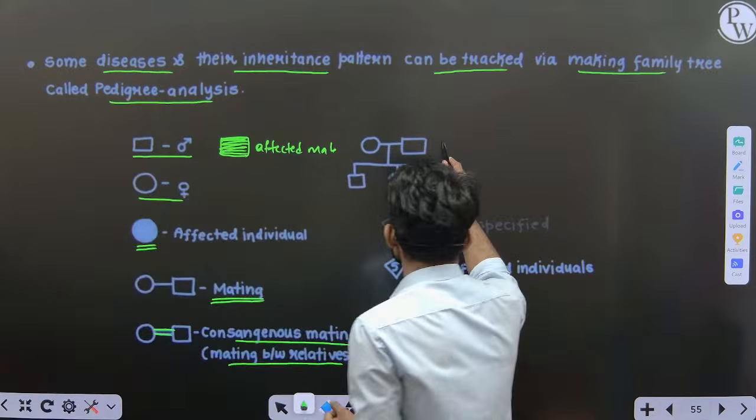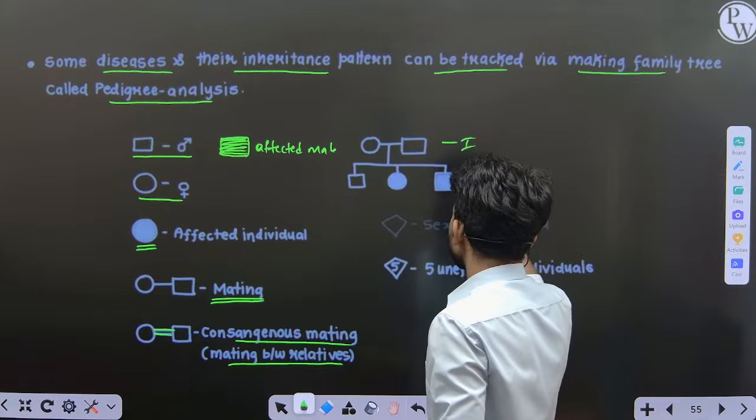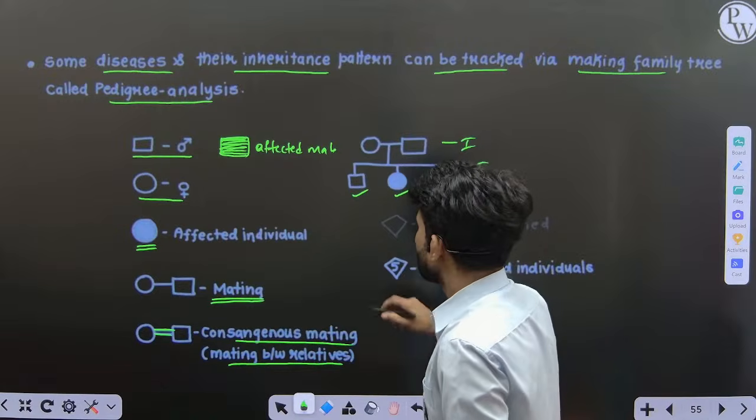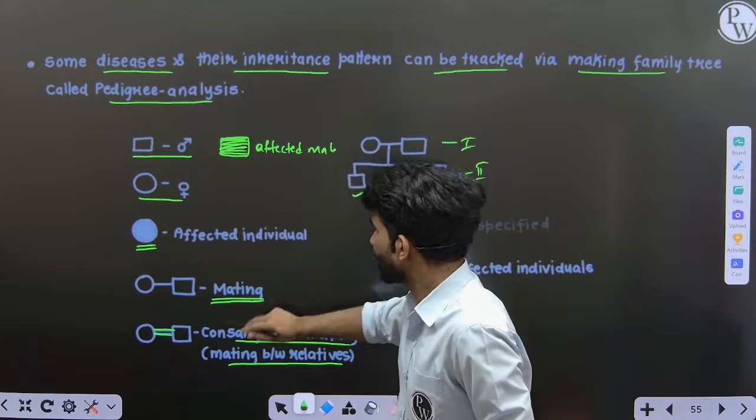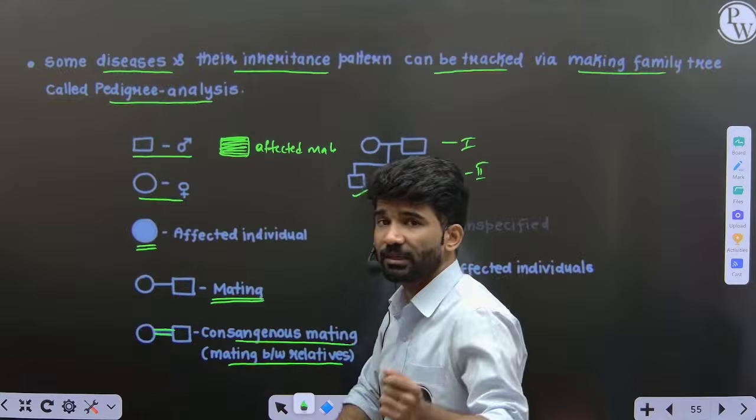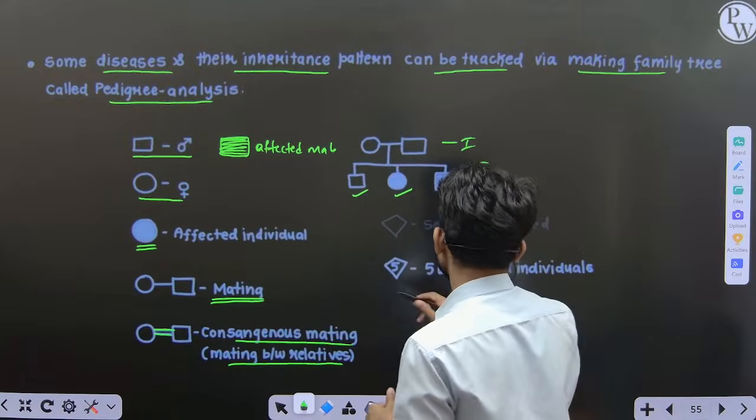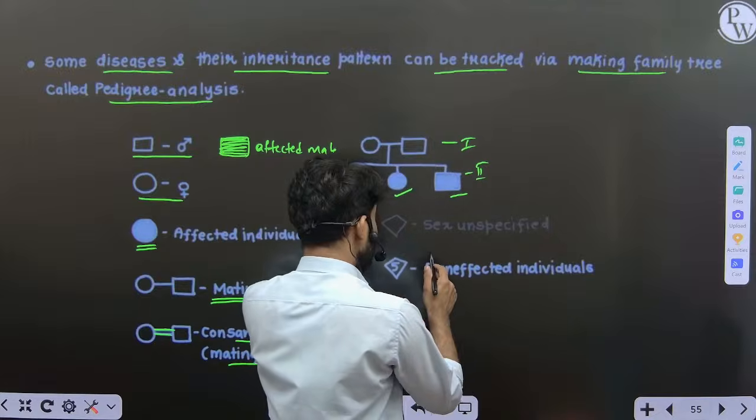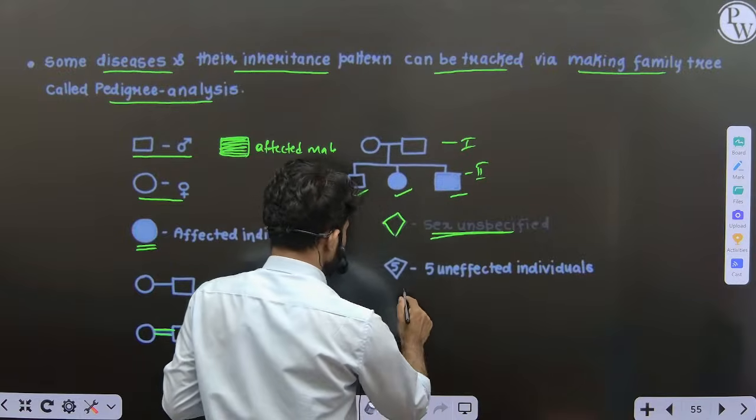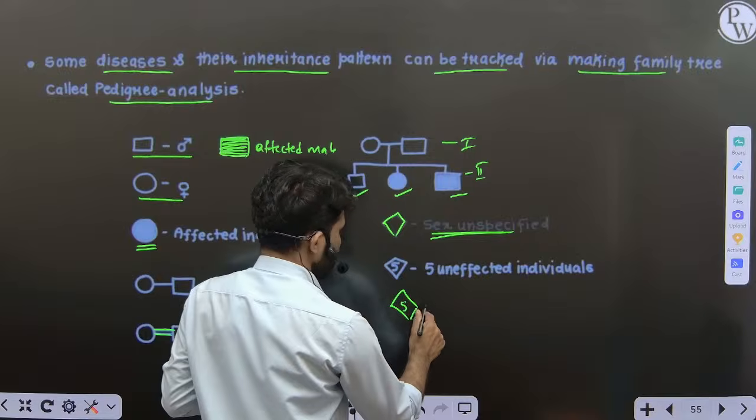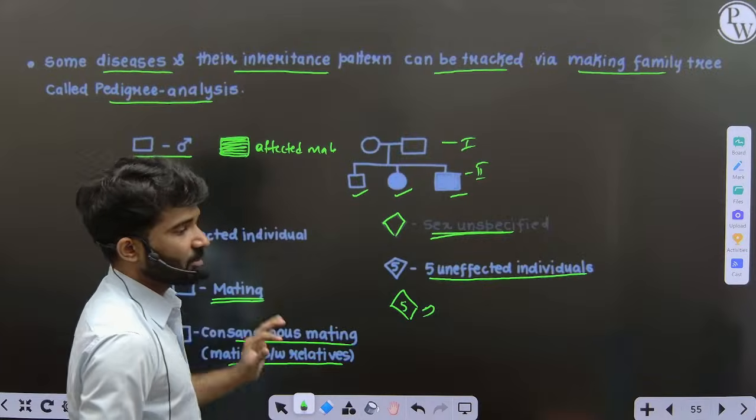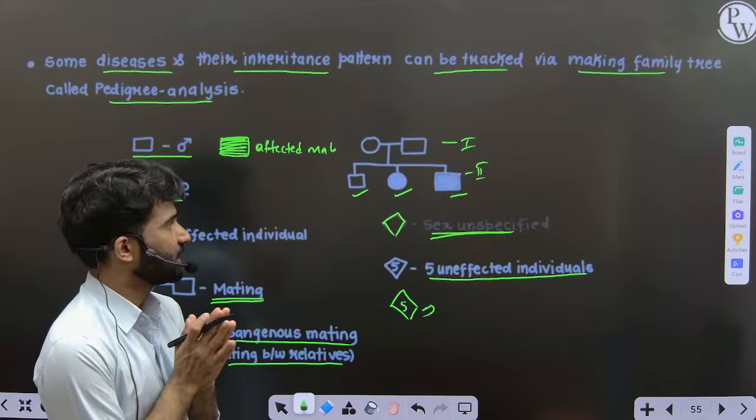So this is how the chart looks. This is the first generation, and this is the next generation. This is the affected male, this is the affected female, this is the normal male, normal female, mating between the male and female, and mating between relatives within the relationship. Next one: the diamond symbol indicates sex unspecified, and if the symbol has a number five, that means five unaffected individuals. So these are the different symbols used to analyze the pedigree chart.